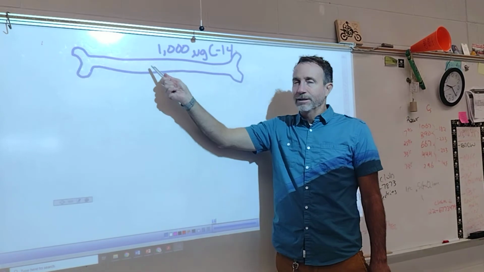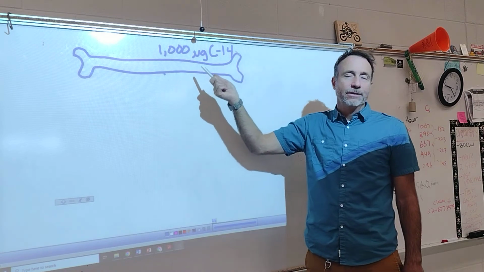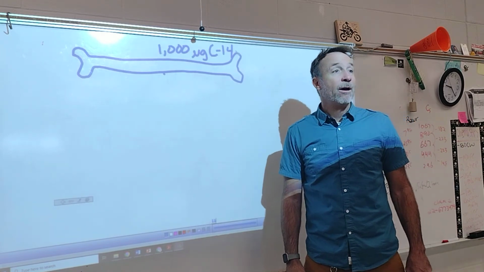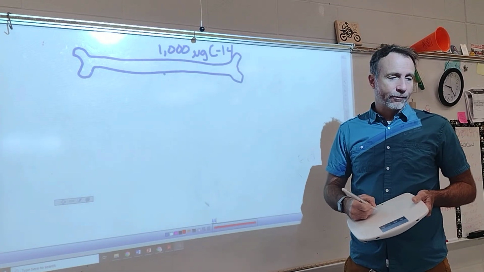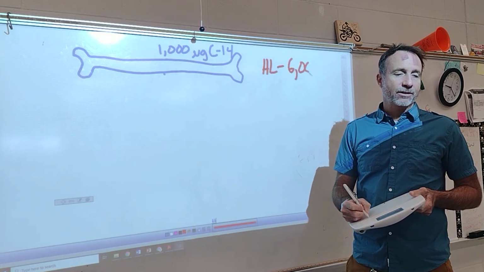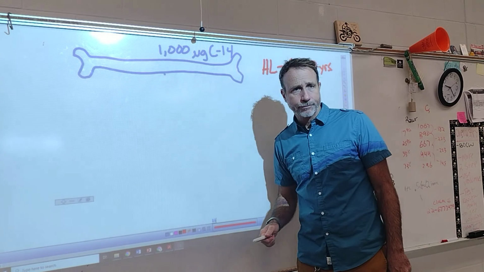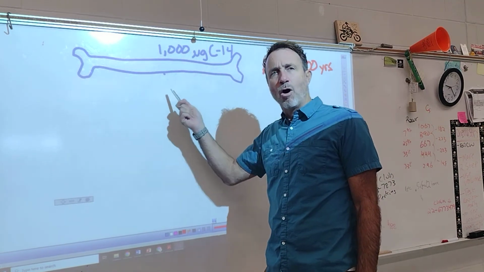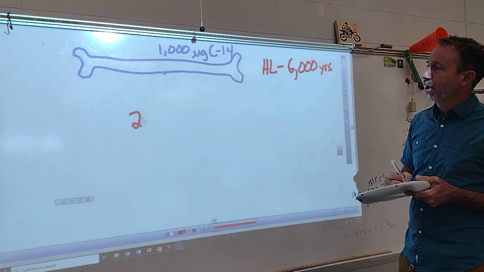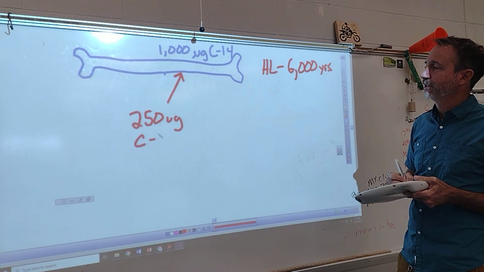So we find an old dead guy's leg bone, and we see how much it weighs, and we're like, hey, something with that should have 1,000 micrograms of carbon-14. And we know that the half-life of carbon-14, I'm just going to write HL, the half-life of carbon-14 is 6,000 years. We know this is true. How old would this dude be if there was only 250 micrograms of carbon-14 in the bone when we tested it?